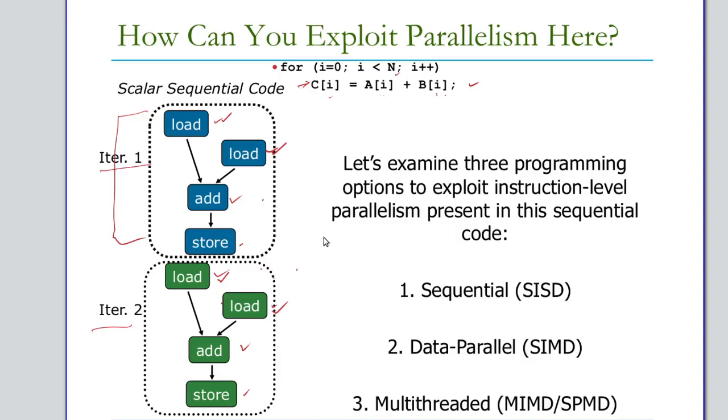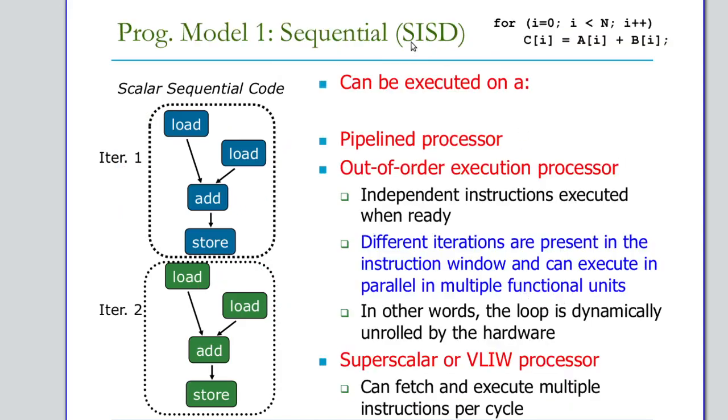Now let us examine three programming options. We can have a sequential programming model, a data parallel model, where we can write some data parallel code for this loop, and a multi-threaded organization for such things. So let us see first which is SISD. In this model, what will happen?